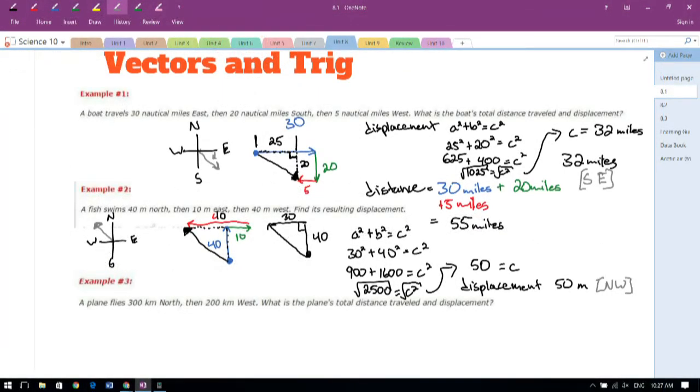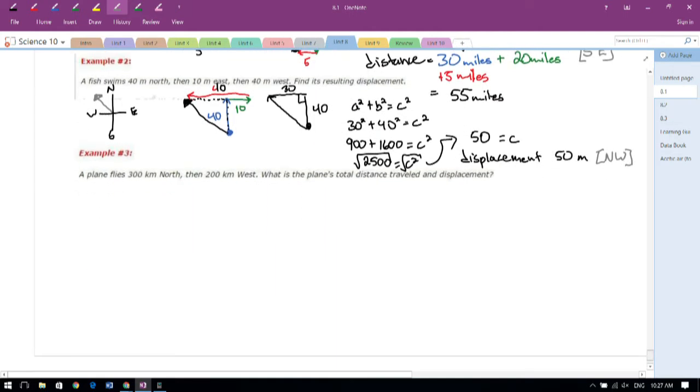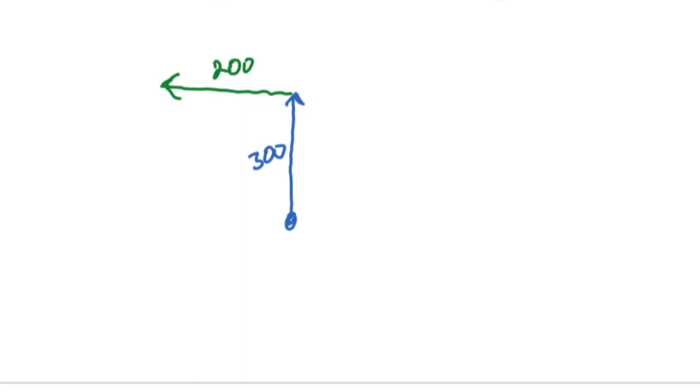One last one, a plane. All right, so a plane flies 300 kilometers. The numbers get bigger, but nothing changes. So instead of this being 3, it's 300. 300 north, 200 west. That's it. Just north and then west? Seems so easy. What is the plane's total distance traveled and the displacement? So draw on my displacement arrow where I started to where I ended.